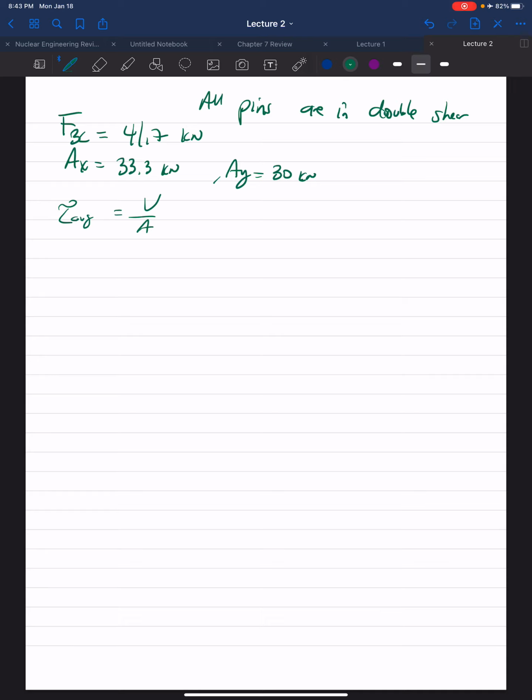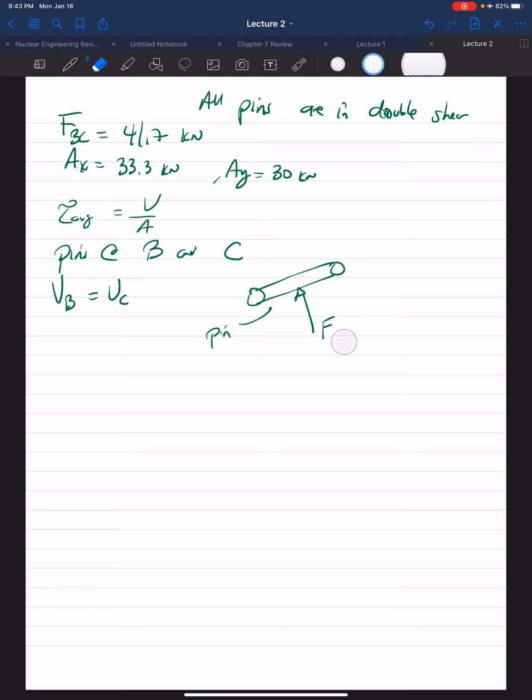So for the pins at B and C, VB is equal to VC. Double shear, this is the pin, you have your FBC, which we said was 41.7 kilonewtons, and you have your VB or your VC coming down.